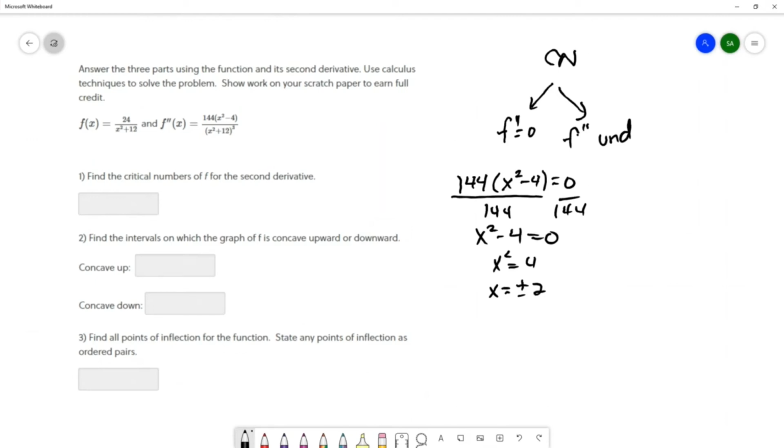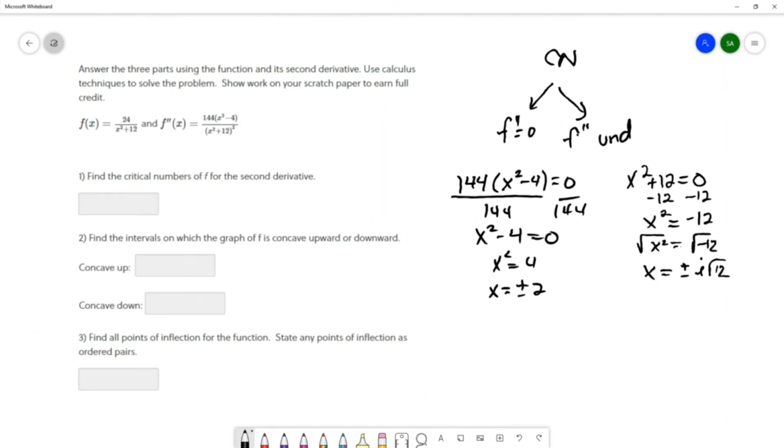And to find where the second derivative is undefined, you would set the denominator equal to 0. Once again, I'm taking a shortcut by only setting what's inside the parentheses equal to 0. And when I subtract 12 on both sides, I get x squared equals negative 12. And if I square root both sides, I get imaginary numbers, plus and minus i square root of 12.